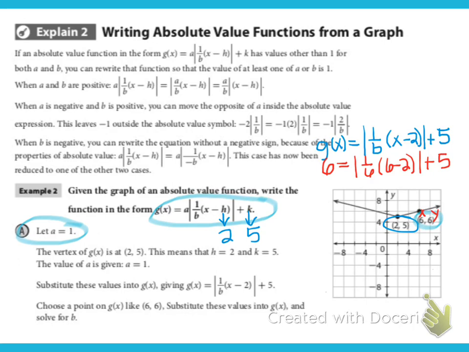So 6 minus 2, following order of operations, 6 minus 2 is 4. I'm sorry, I wrote that as 1 over 6. That was an error. That actually was supposed to be a b, but I just can't read my own handwriting. And so, anyway, 6 minus 2 is 4. 4 times 1 over b is 4 over b. But then we have this plus 5 off the end. So now in order to solve for b, the first thing we're going to want to do is subtract the 5 from both sides, which leaves us with 1 over here, and then the absolute value of 4 over b.